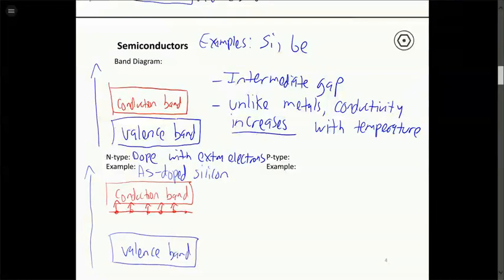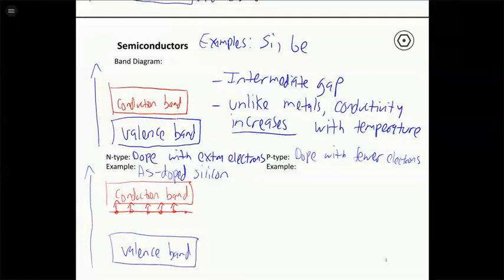So the other example is P-type, which is doping with fewer valence electrons. And again, when we talk about doping, we're talking about very small amounts. So I don't know what the exact percentage people are, but for arsenic doped silicon, you're putting in only a fraction of a percent of arsenic. It's not a lot of arsenic that you have to put in there. Just a little bit to make some mobile electrons close to the conduction band.